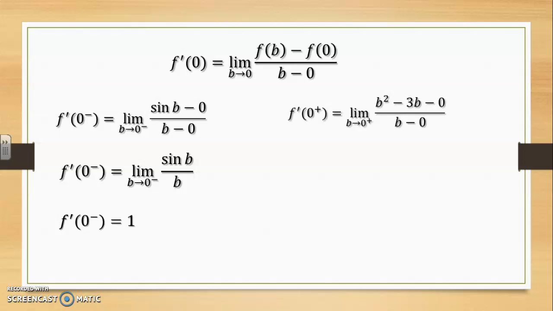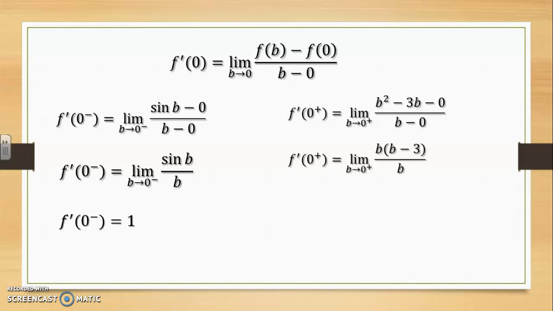The right-hand approach, symbolized by f prime 0 plus, is obtained by evaluating f at b minus f at 0 over b minus 0, and then performing a limit to push b towards 0. Now to the right of 0, we're using the parabolic function, or the quadratic. So I've replaced f of b by b squared minus 3b. F at 0 is still 0. Our denominator is b minus 0 by definition.